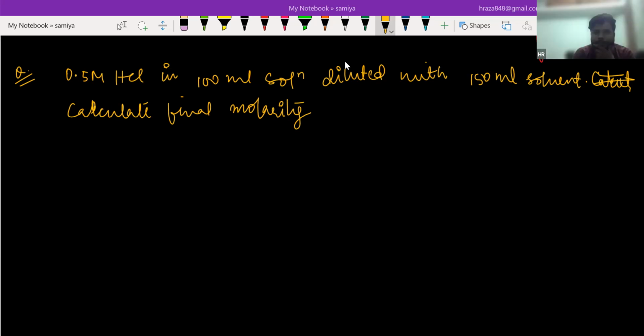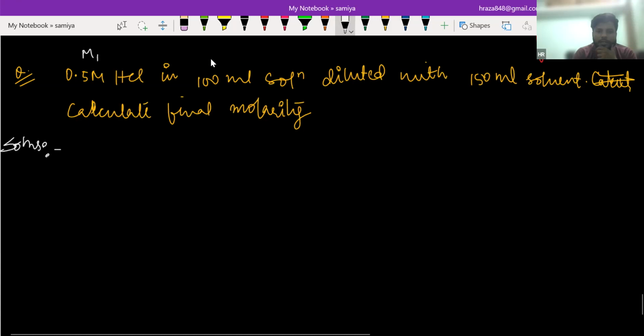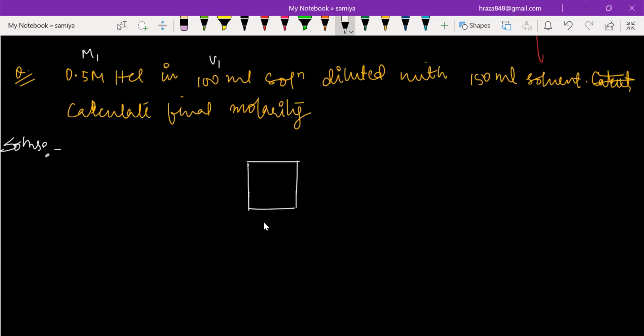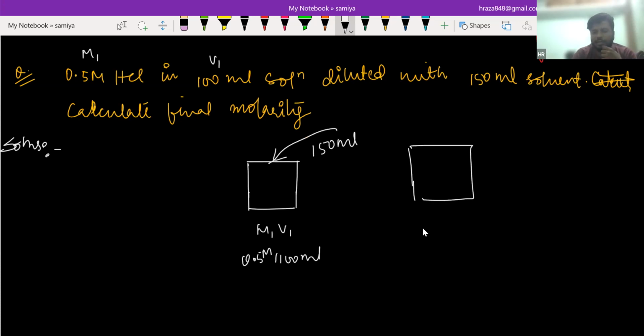Done. No, sir. Can you explain? Just see. This is M1, this is V1. This is the container. Initially it was M1 V1. Now it has a volume of 100 ml and a molarity of 0.5 M. And now you are going to dilute it with 150 ml. That means M changes to M2, but V2 is initially 100 and you are going to add 150. So it will be 250 ml.